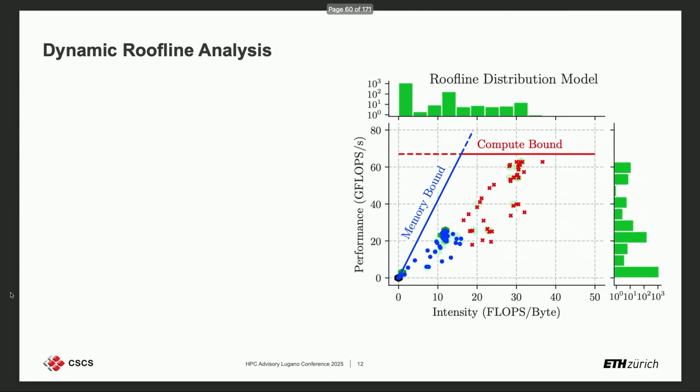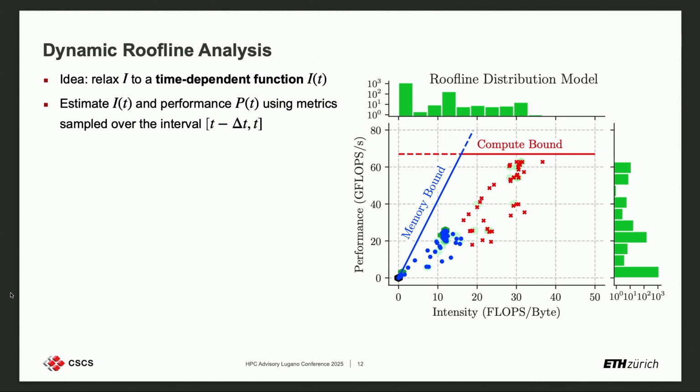And that's the first idea, to use dynamic quantities instead of static quantities. So again, we relax the operational intensity to be a time-dependent function. If we look at the performance metrics that we have, we notice that we can use these metrics to estimate the operational intensity and the performance at various time points in our workload over these tiny delta t intervals.